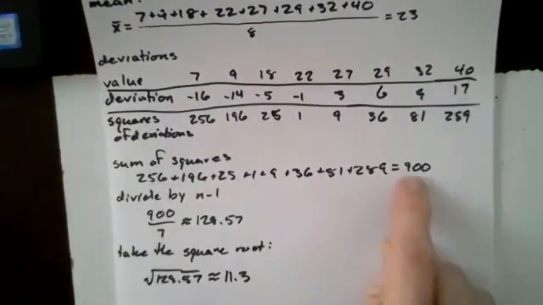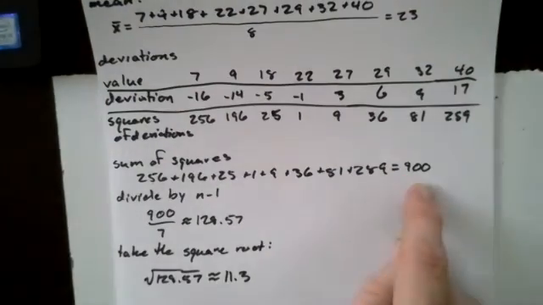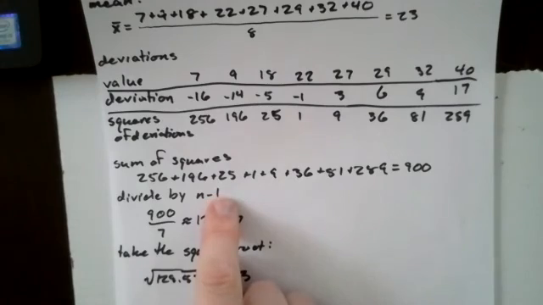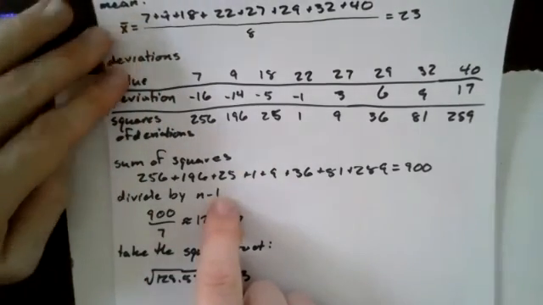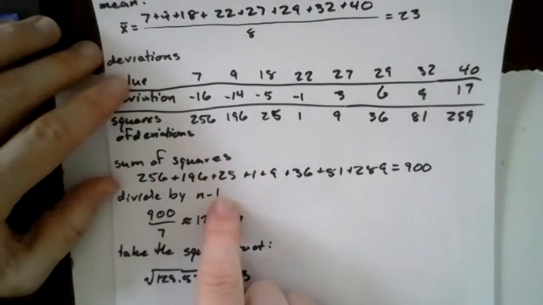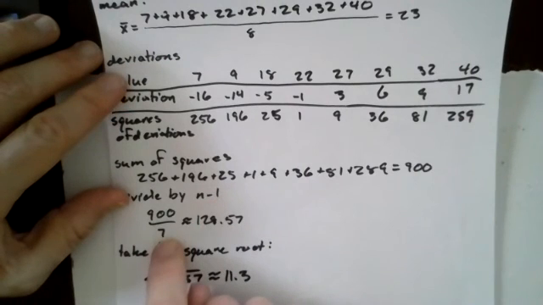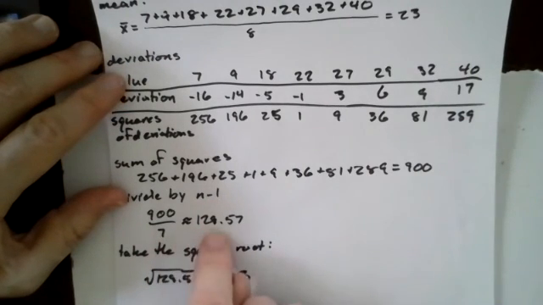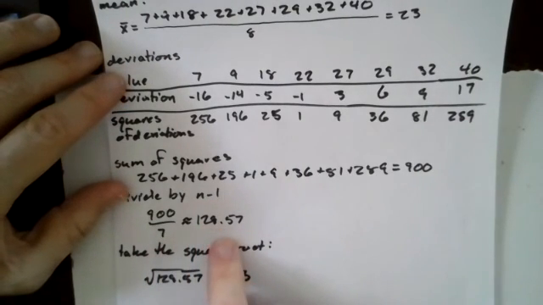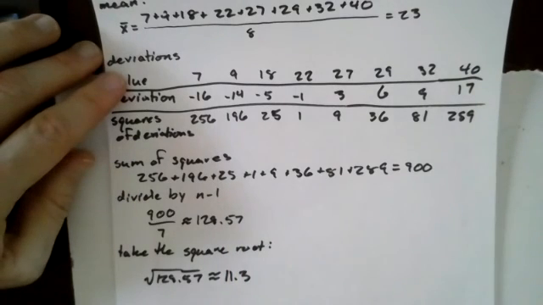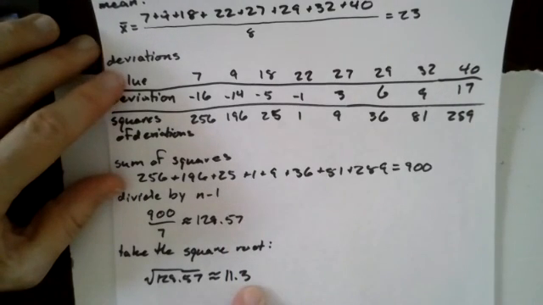We add up those squares. They add up to 900. We divide them by the number of elements in the sample, minus 1. That's 900 divided by 7, which is about 129.57, and then we take the square root, and that gives us about 11.3.